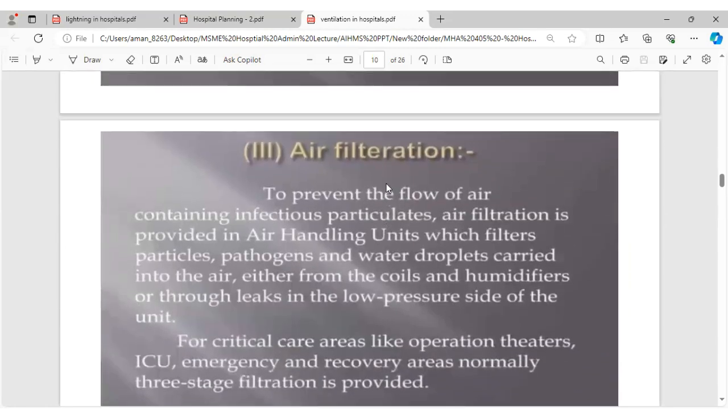Air filtration to prevent the flow of air containing infectious particulates. Air filtration is provided in air handling units, which filters particles, pathogens, and water droplets carried into the air, either from the coils and humidifiers or through leaks on the low pressure side of the unit. For critical care areas like OTs, ICUs, emergencies and recovery areas, normally three-stage filtration is provided.